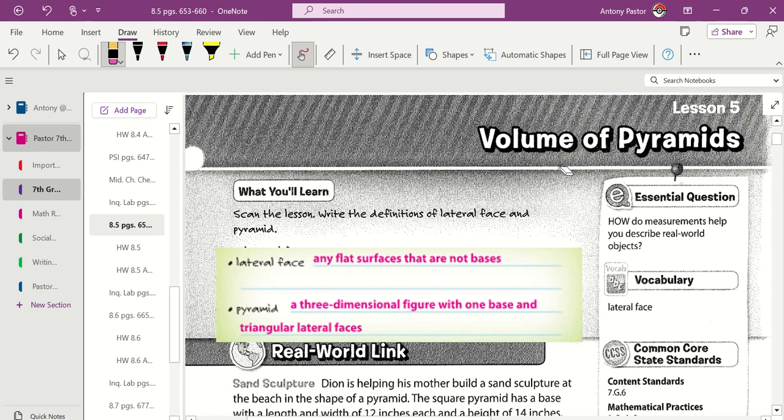Okay, so we're going to be talking about volume of pyramids today. Before we start anything, we need to discuss what a pyramid is. There are two different types of pyramids.